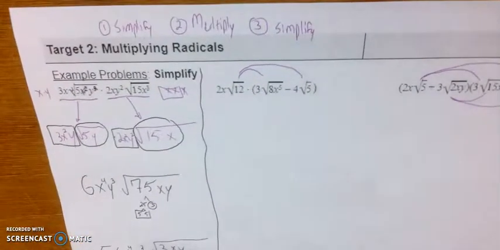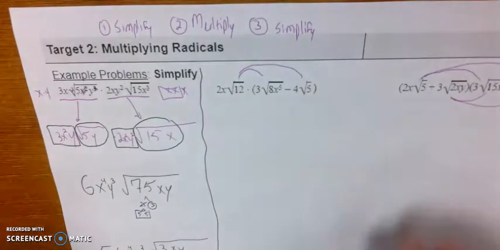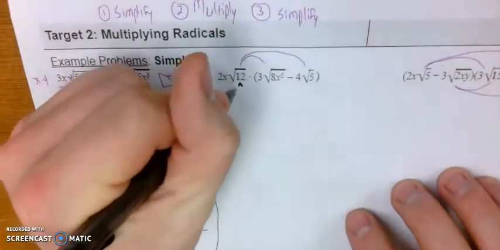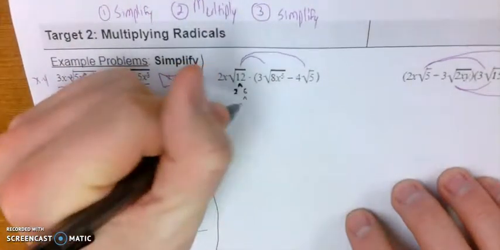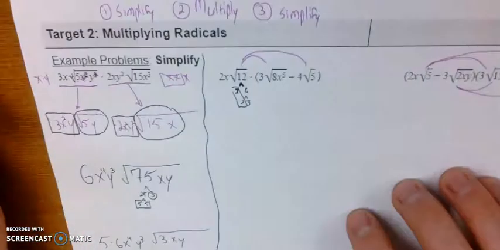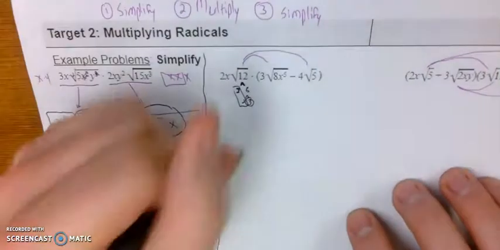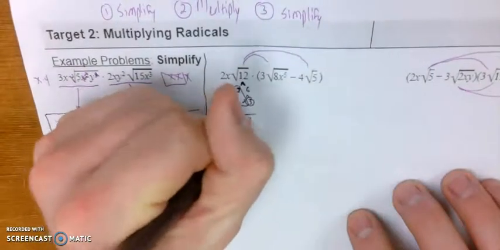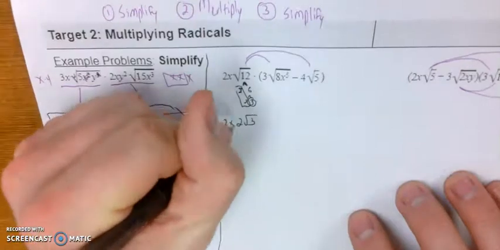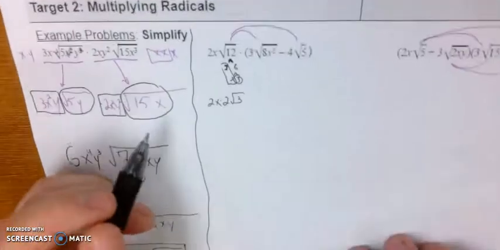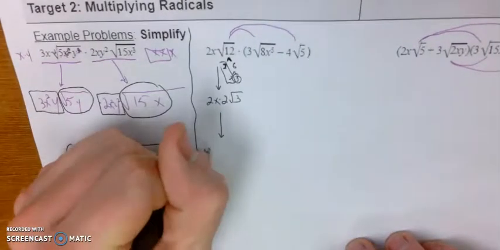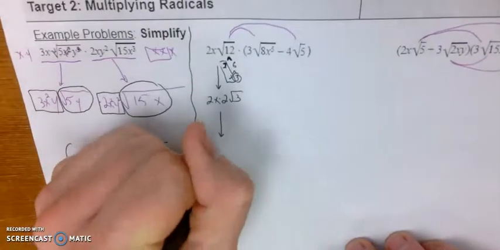Let's see some distribution. All right. First off, a 12. That can break down into a 2 and a 6. 6 breaks down into a 2 and a 3. So I've got a pair of 2s with a 3 left over. So that'd be a 2 rad 3. But we already had the 2x chilling up front. So 2x times 2 rad 3 is going to turn into a 4x rad 3.